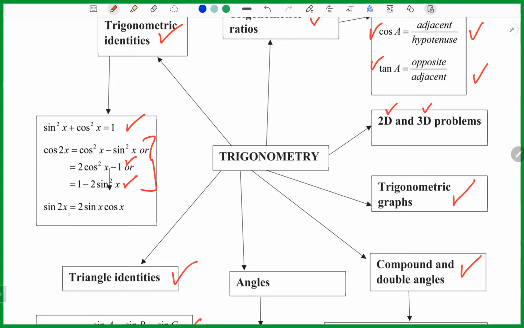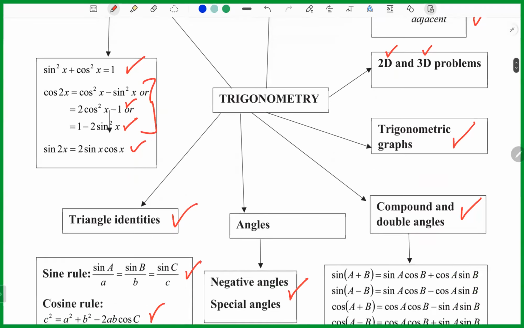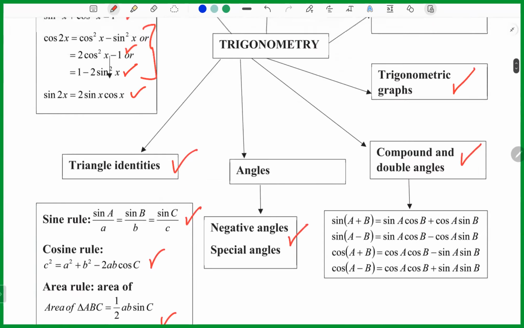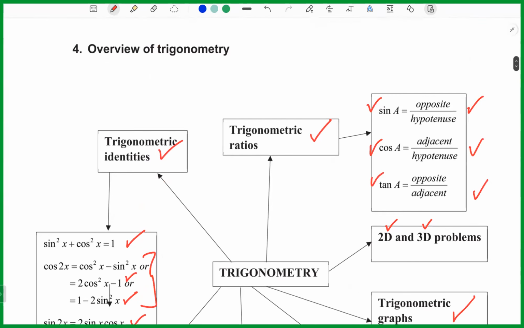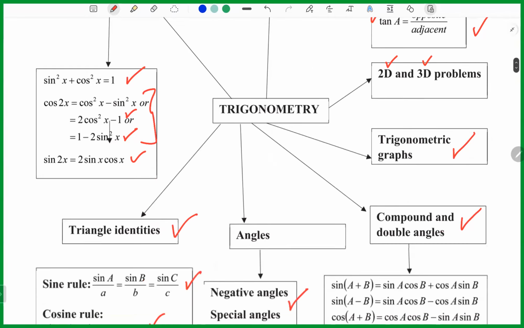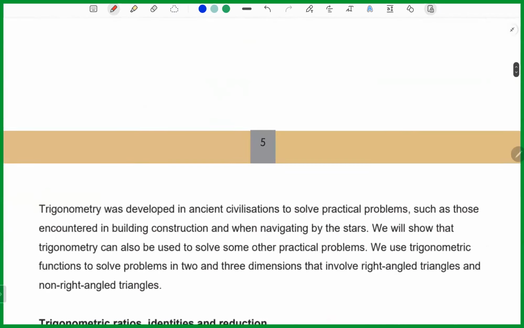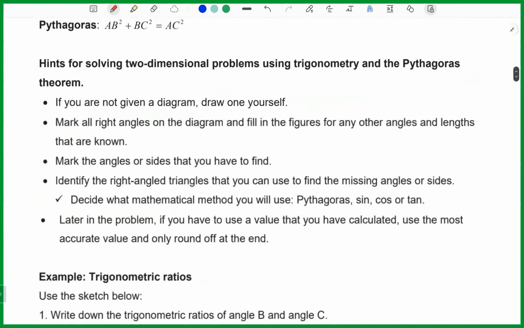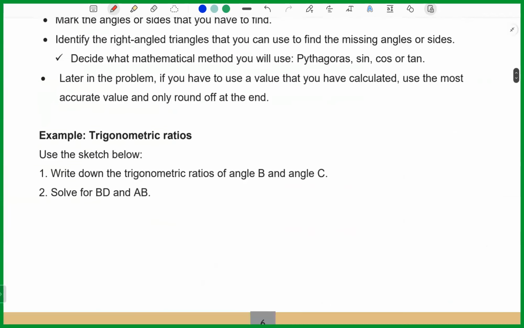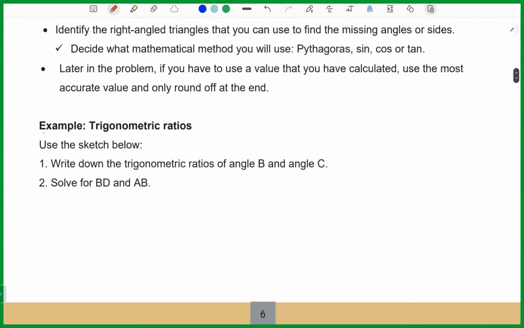Okay, there's another one that says sine 2x is 2 sine x cosine x. Okay, so that is one more. So you need to learn this, and we shall learn them today. Okay, so this is just an overview of the trigonometry topic we shall be focusing on. Okay, right. Now, we're starting with examples.